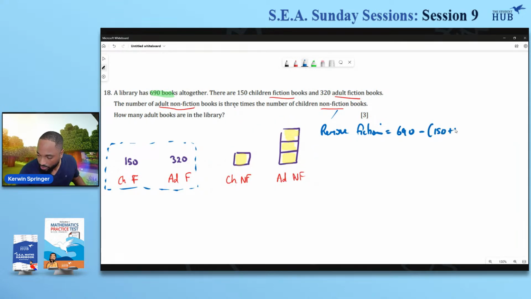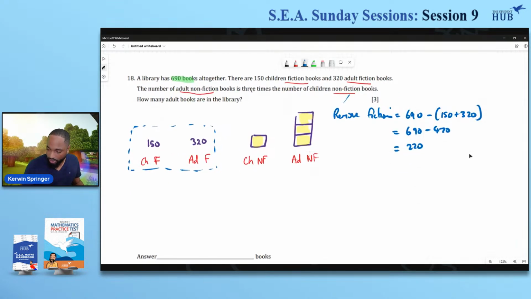150 plus 320 is 470. 690 minus 470 is 220. All right. So far we know that 1, 2, 3, 4 parts equal that 220. So how much would one part be equal to? 220 divided by 4, which is 55. Okay, what's the question? How many adult books?